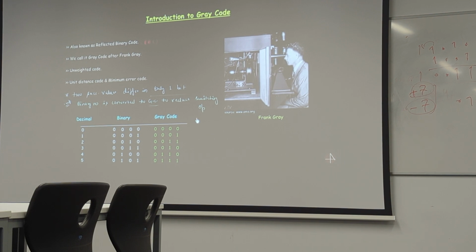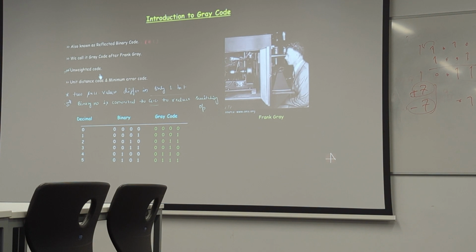Today gray codes are widely used in facilitating error correction in digital communication such as cable TV systems. Now what about weight in case of gray code? Gray code is an unweighted code. There is no positional weight in case of gray code. Gray code is also called unit distance code and minimum error code.